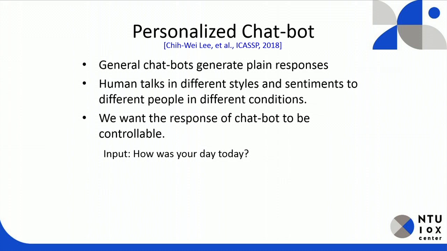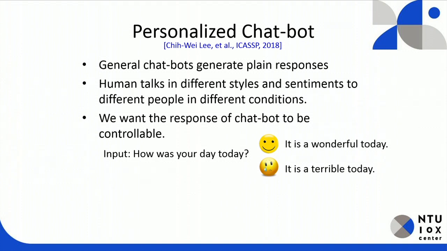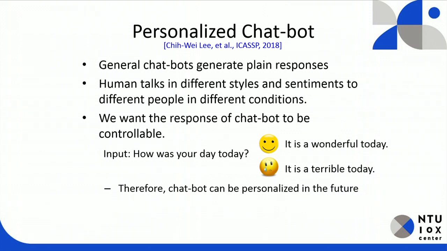For example, if the input question is, how was your day today? And the machine has to give a response. But if your chatbot is in a different mode, it will respond in a different way. You can assume that it is in a positive mode, then its response will be, it is a wonderful day. On the other hand, if it is in a negative mode, then its response would be, it is a terrible day. Then in the future, probably we can let the machine determine which mode it should be in based on the environment. In this way, we can have a personalized chatbot in the future.